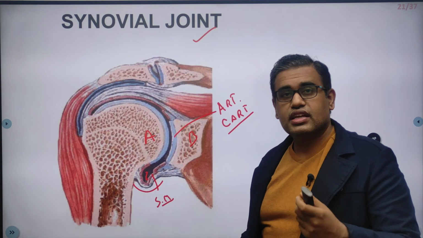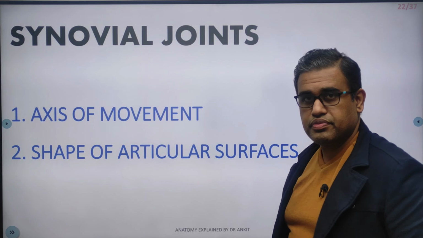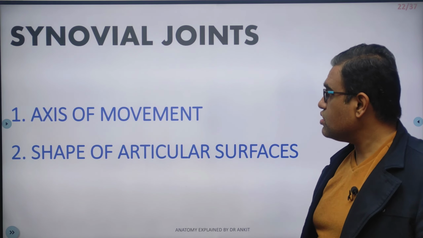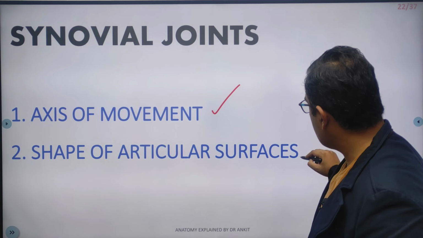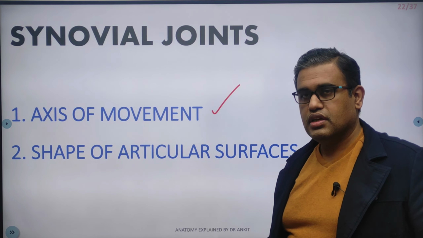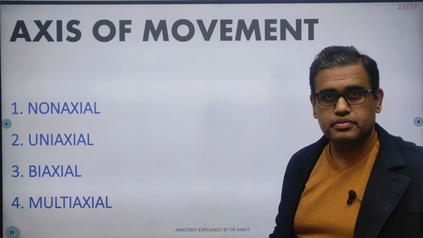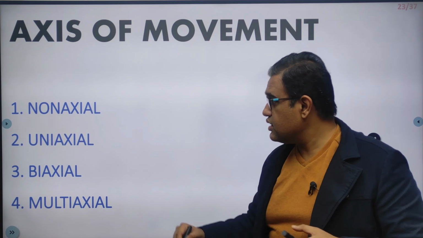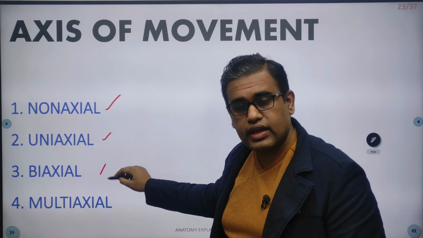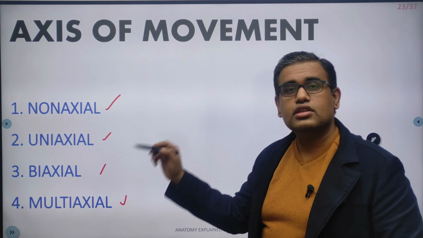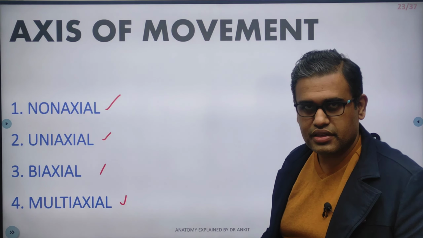Now, are synovial joints classified into different varieties? Obviously, yes. Synovial joints are classified on the basis of the axis of movement provided by the joint, or the shape of the articular surfaces which are forming the joint. Depending on the axis of movement, they either don't move in any particular axis, or they move in only one axis, two axes, or multi-axis. So non-axial, uniaxial, biaxial and multi-axial.